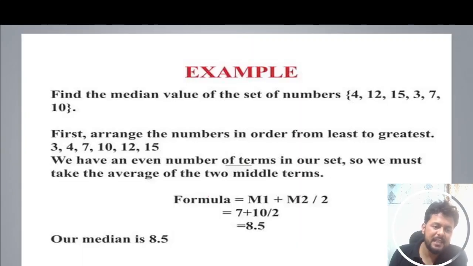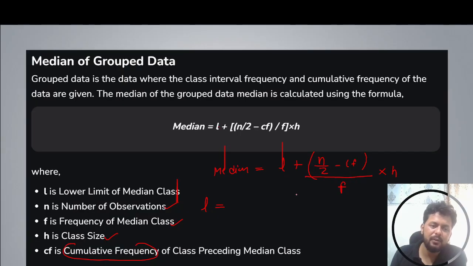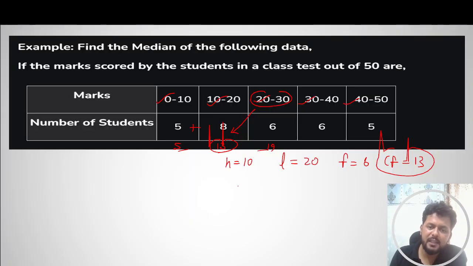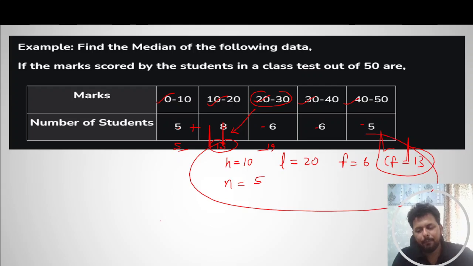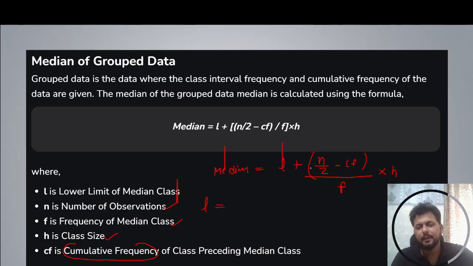H is already given to you. L is already given to you. N is the number of observations. How many times did we observe? 1, 2, 3, 4, 5. So we have 5 observations. Now we have everything, so we just apply the formula: L plus ((n by 2 minus CF) upon F) into H. Once I use this formula, we can find the median of the data.